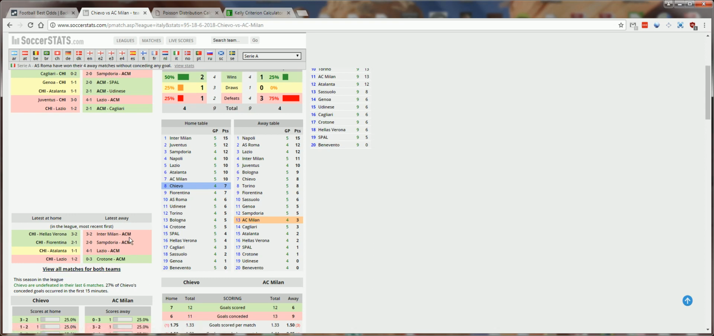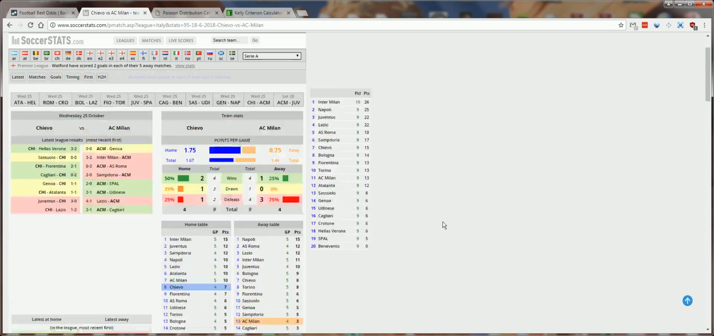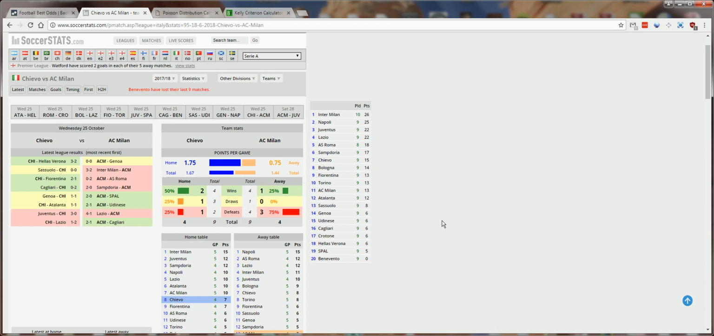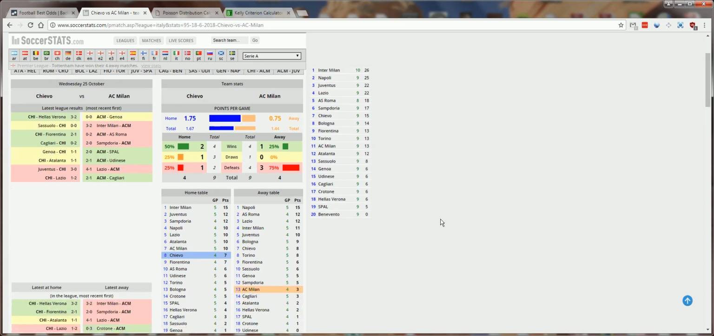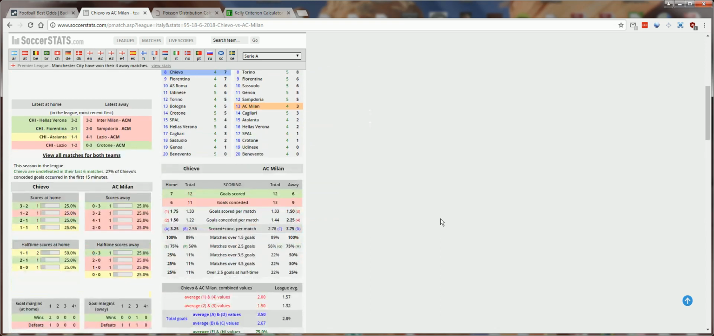Well, AC Milan, they've lost to Inter, lost to Sampdoria, lost to Lazio and beaten Crotone. Not great, although they have played some quite good teams. But it's still, for me, you'd still want them to be showing a bit more. So that's quite interesting. So we're now going to look at the goals.